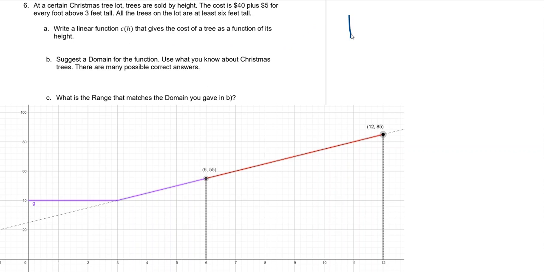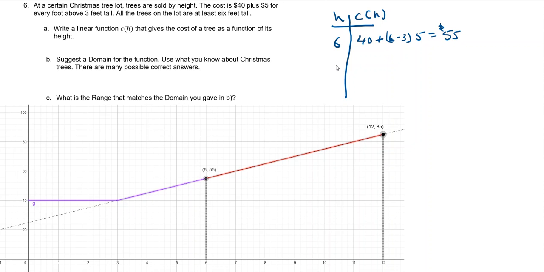We're supposed to find a function that connects the height of the Christmas tree with the cost for a given height. And we're told there are no trees below 6 feet tall. So the smallest tree we have to worry about is 6 feet tall. A 6 foot tall tree is going to cost $40 plus it's 3 feet above 3 feet, so it's 6 minus 3 times $5, which is $55. So we know a 6 foot tree costs $55.